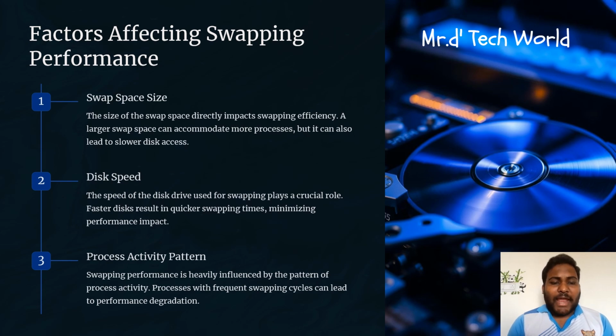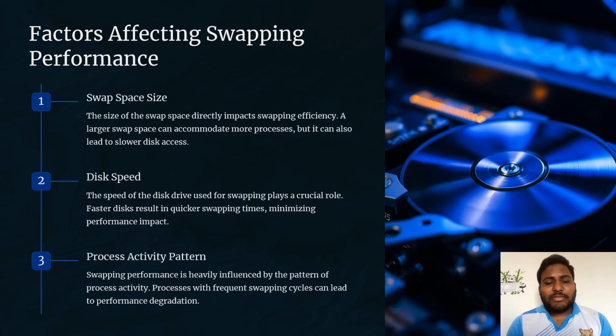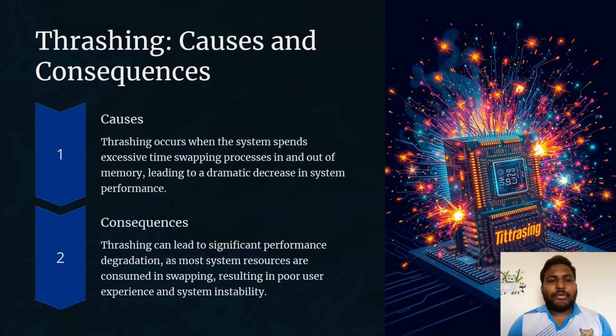And coming to the process activity pattern, swapping performance is heavily influenced by the pattern of process activity. A frequent swapping cycle can lead to performance degradation. It means frequently swapping cycles is like opening tabs one by one, opening A and going to B and C, D, and again making a cycle, which can cause degradation of performance in the computer. Going further, we are going to learn about thrashing and its consequences.